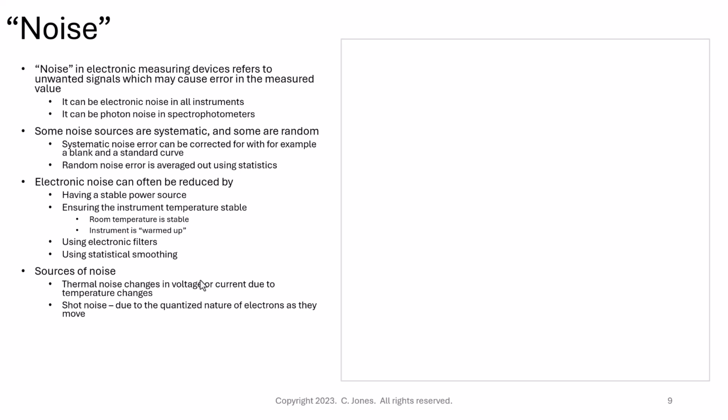It can be electronic noise in all instruments. It could be photon noise in spectrophotometers. And there's lots of information available about this on the internet. I've just sort of condensed this into one slide, if you will. So some noise sources are systemic and some are random. Systemic noise can be corrected for by a blank and a standard curve. Random noise is averaged out using statistics. Electronic noise can be reduced by having a stable power source.